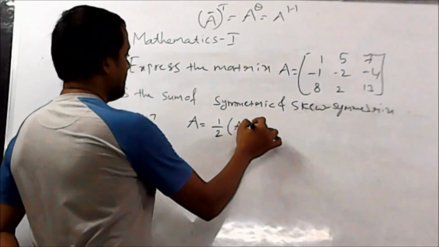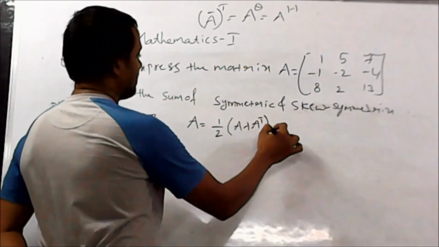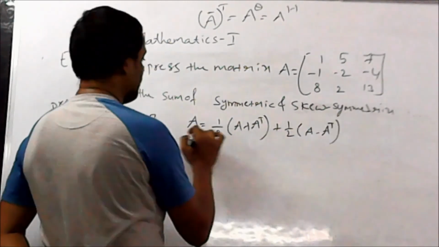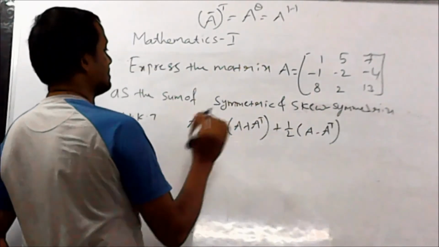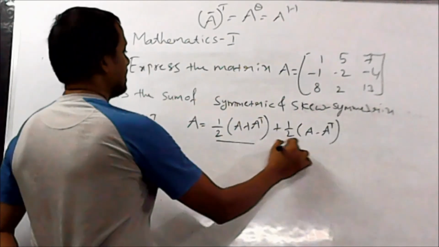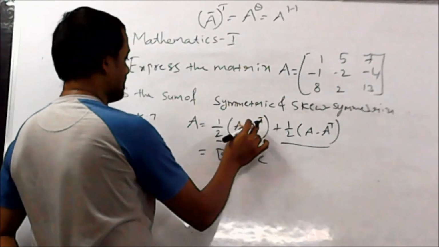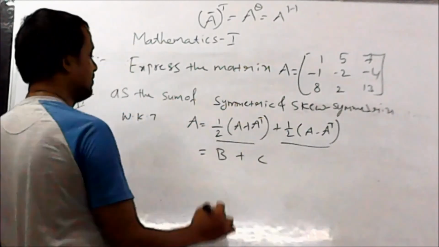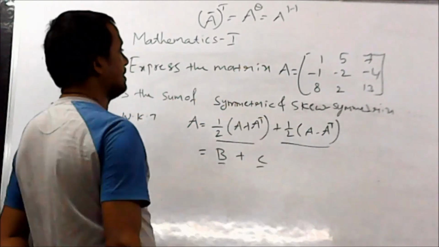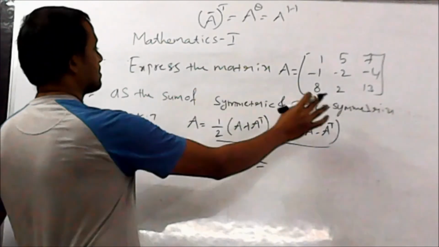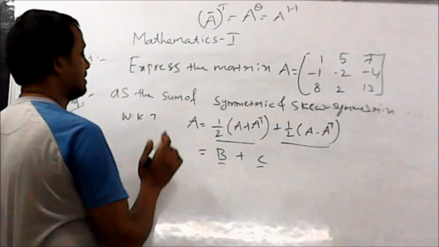We can simply write: one half of A plus A transpose, and another one is one half of A minus A transpose. Their addition is A only, so it satisfies left and right hand side. While proving the theorem, we considered the first part as B and the second part as C. Expressing the matrix in terms of symmetric and skew-symmetric, we need to find what B is and what C is.